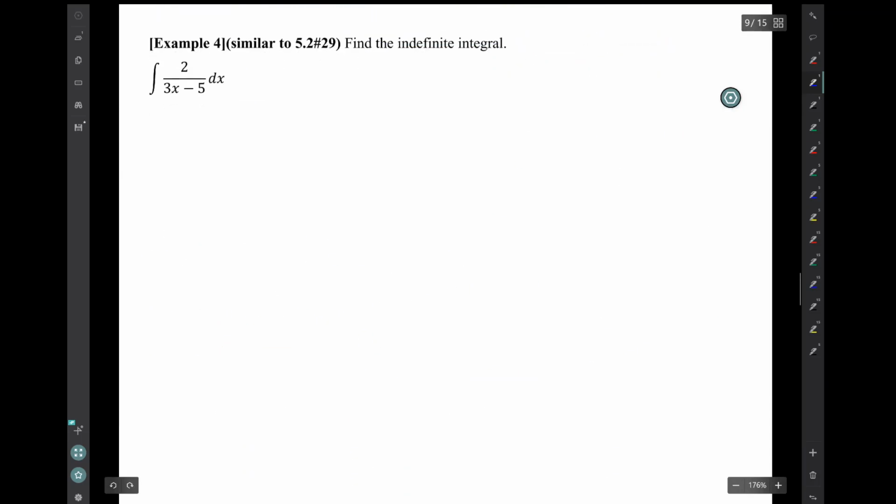Let's go on. Example 4. Find this indefinite integral. Well, I'll follow the same 5-step process.